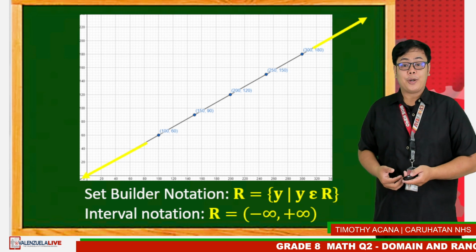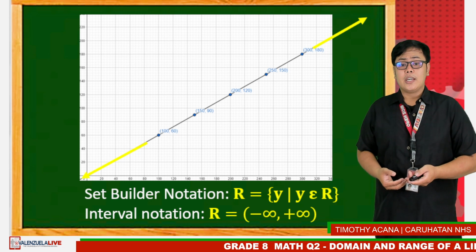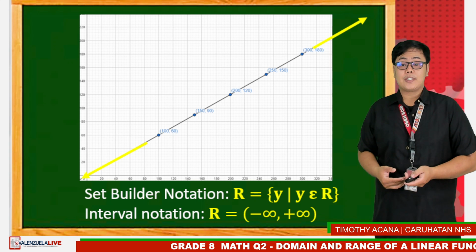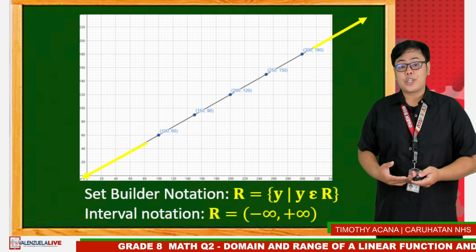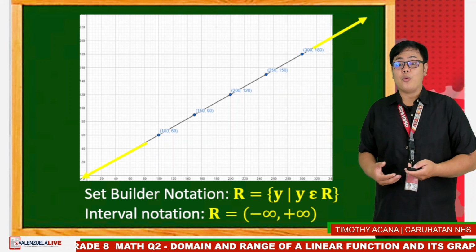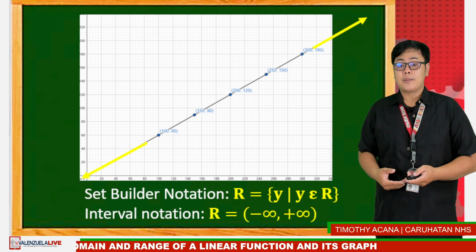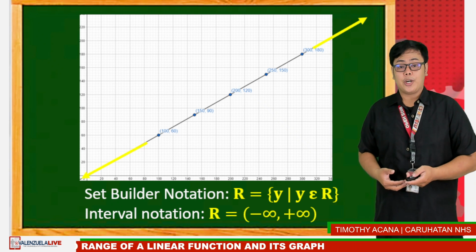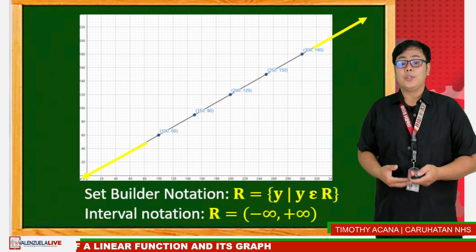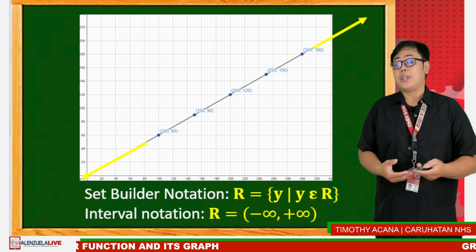In the same manner, the range is also the set of real numbers. In set builder notation, we have R = {y | y ∈ ℝ}, or in interval notation, R = (−∞, +∞).